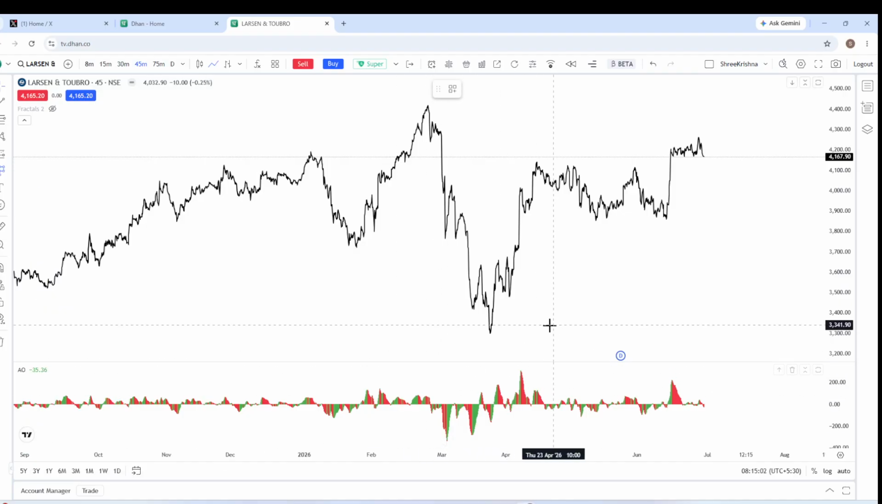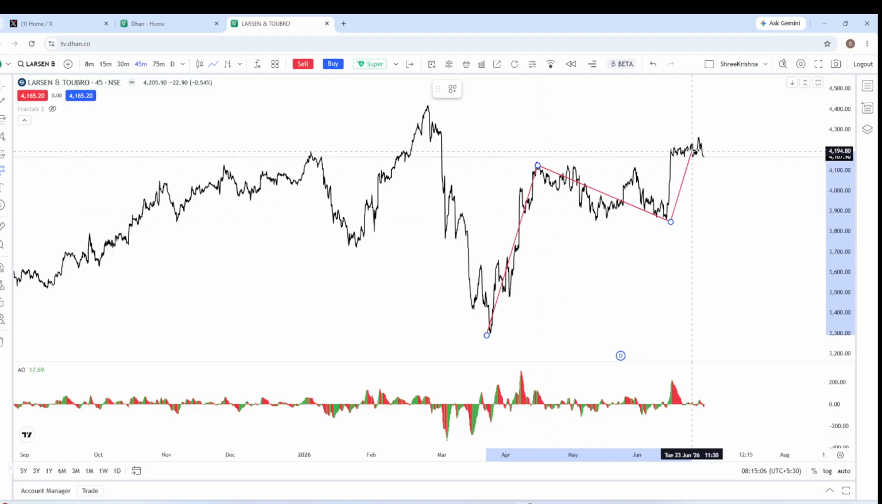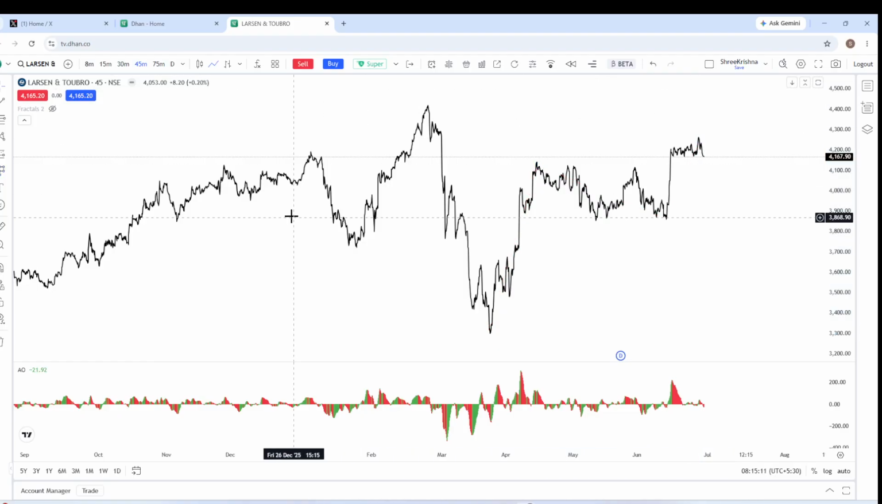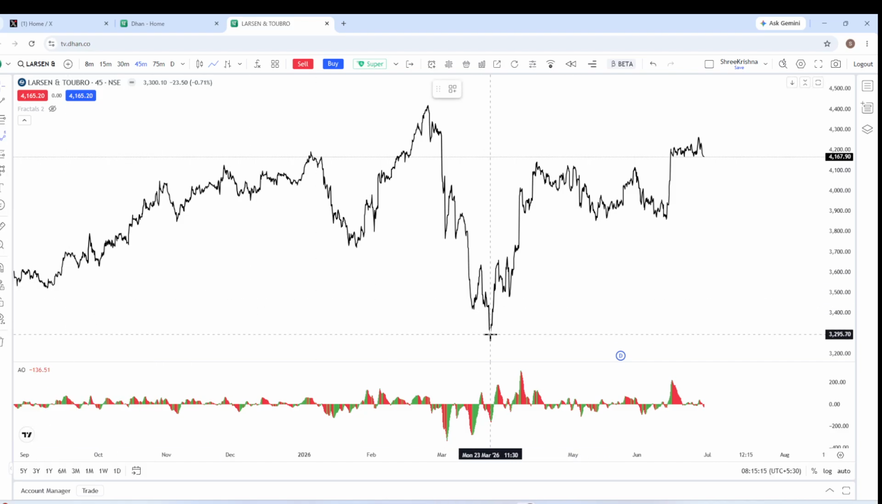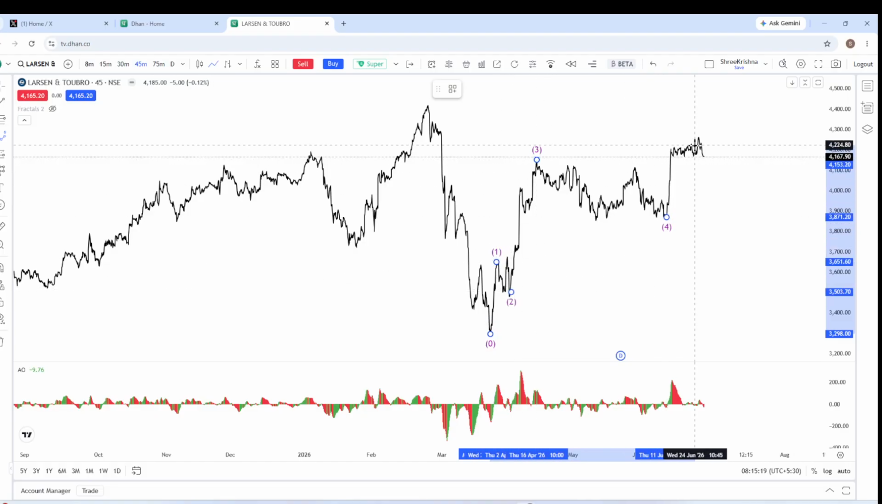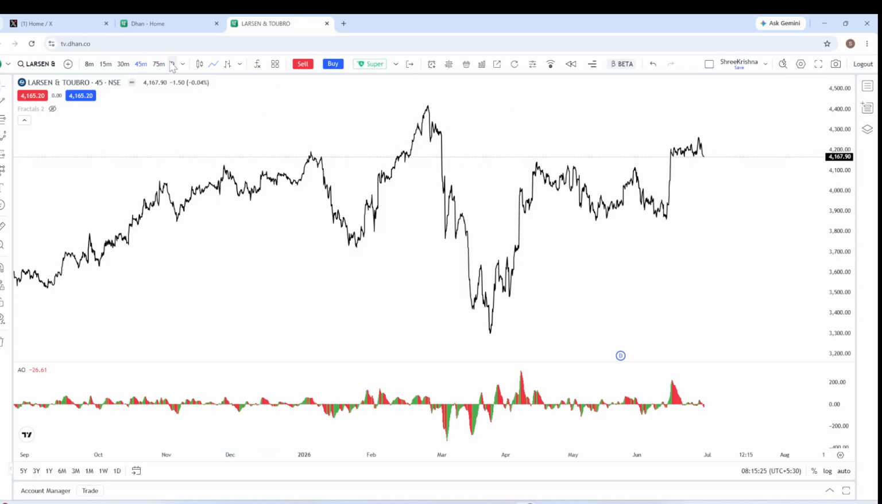So let me take a polyline. It has made a B, C, it seems. But when you count, like Krishna, can it be counted as 1, 2, 3, 4? And the answer is yes. 1, 2, 3, and deep 4, and this is 5. The answer is very much yes. But we have a different way of looking into it.